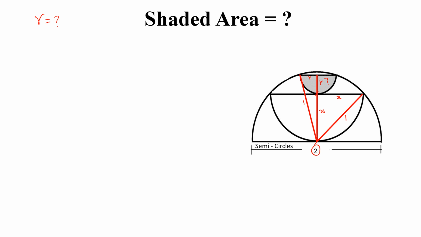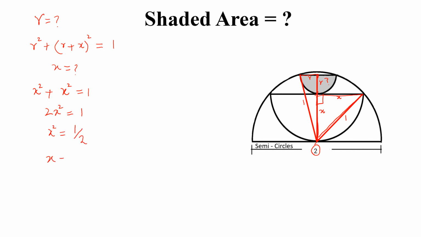So, from this right angle triangle, we can write r square plus (r plus x) whole square equal to 1. But how can we calculate x? From this triangle, we can write x square plus x square equal to 1, 2x square equal to 1, and x square equal to 1 over 2, and x equal to 1 over square root of 2.